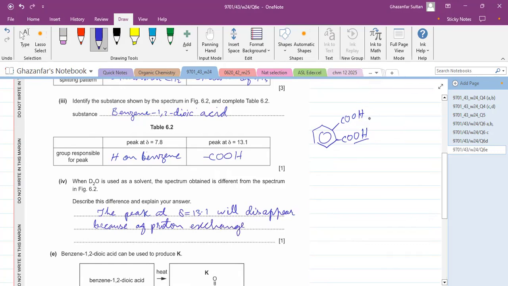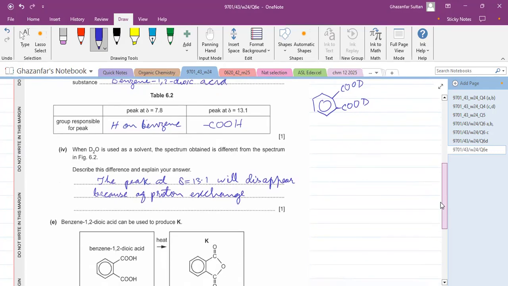Because the solvent has too much deuterium, the hydrogen can be replaced or exchanged by deuterium. So now this peak cannot be seen there.